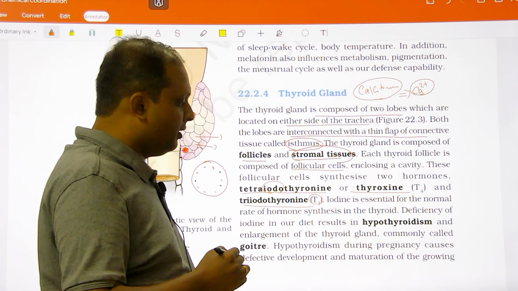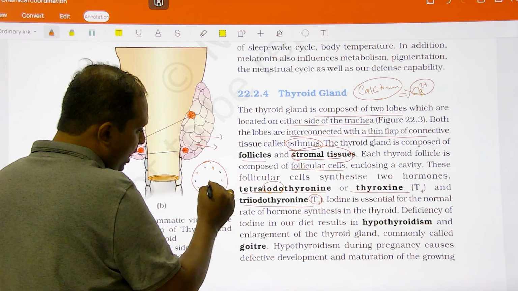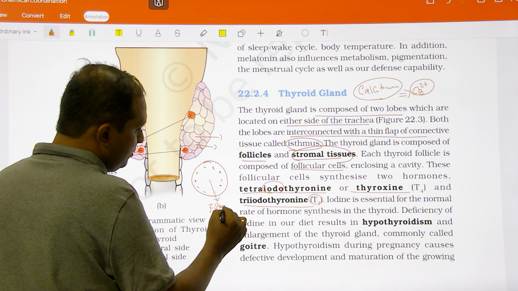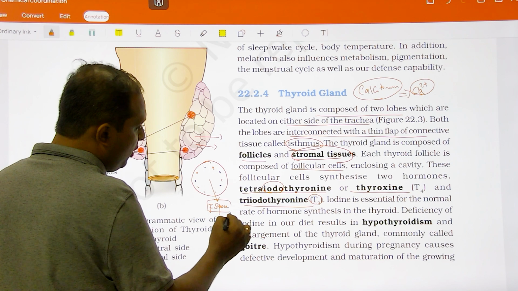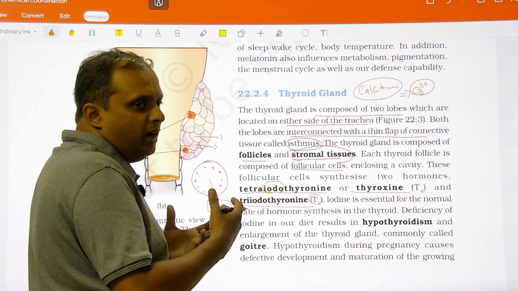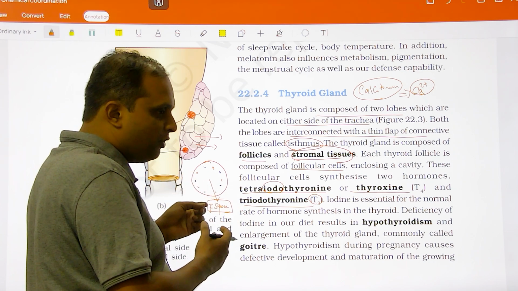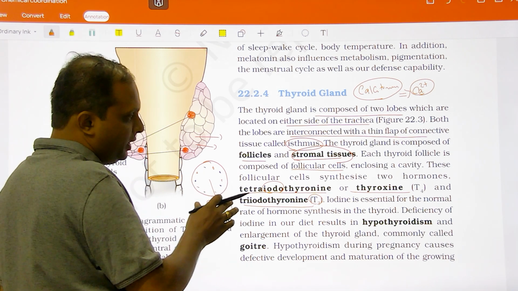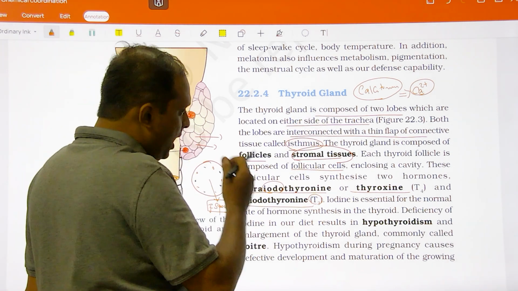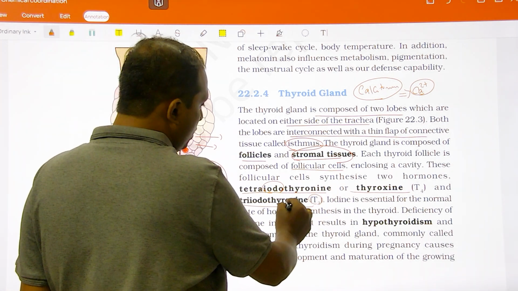Clear? Okay, and you have got a space in the center, right? This space is called the follicular space, and this follicular space is where the hormone is stored. So thyroid hormone is produced by the follicular cell and stored in the follicular space. The entire structure is called a follicle, and follicles are usually glued with some tissue called stromal tissue. Clear? And these are the two hormones, tetraiodothyronine or thyroxine and triiodothyronine. We call them T3, T4.